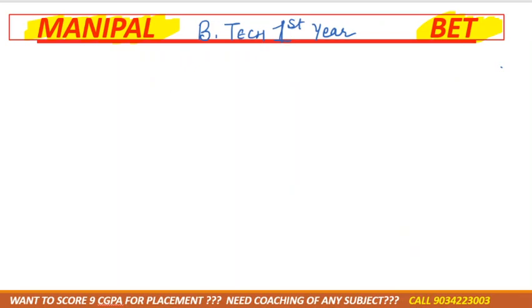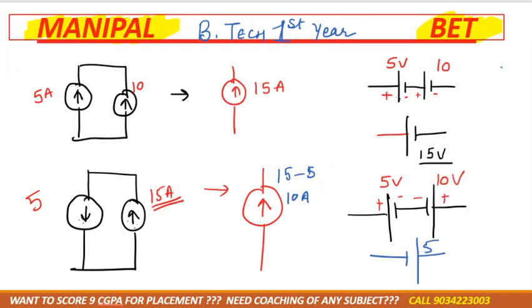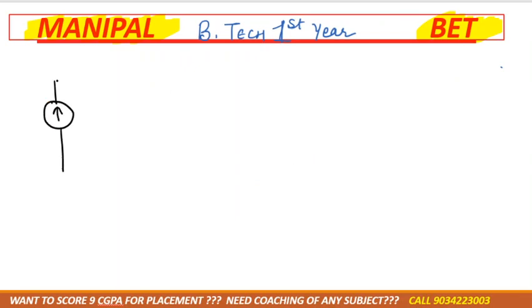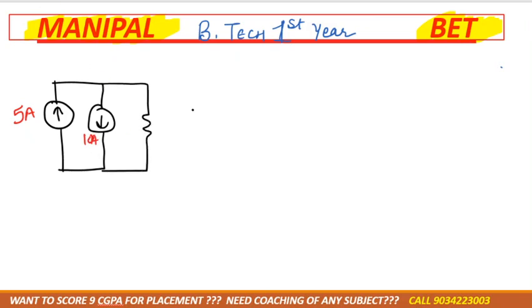Now one of the questions that comes in your exam is according to the value of the battery. Okay, this question is from your paper only. I'll teach you all the questions from your paper only. Okay, suppose this is 5 ampere, this is 10 ampere, and it is connected with the resistance.